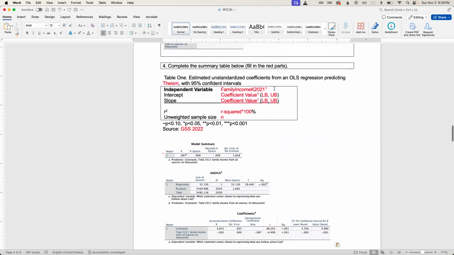Okay. So for the overall, we're going to look at the model summary, and that's going to give us the R squared. And so this is 0.009, which if you multiply that by 100, you get the percent, or I can move this decimal over twice. And so R squared here is 0.9%.